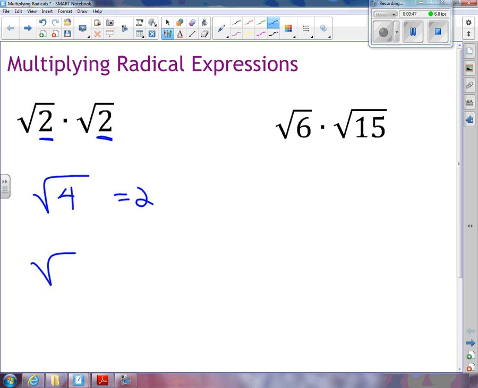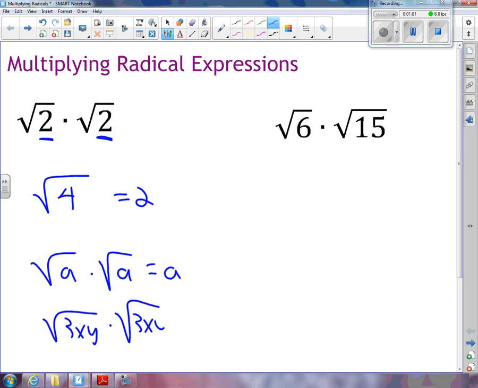Anytime you have the square root of two things that are identical under the radical, multiplying them together will just give you that expression under the radical. So whatever it is, if you have the square root of 3xy times the square root of 3xy, it'll just be 3xy. So now let's try this example.